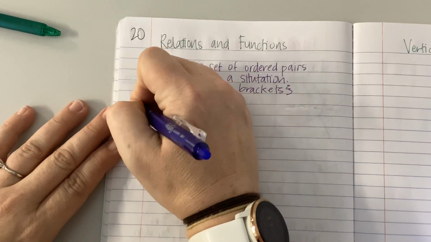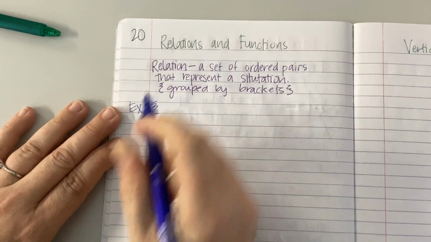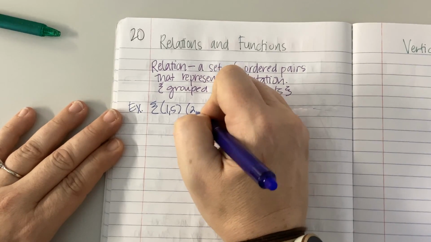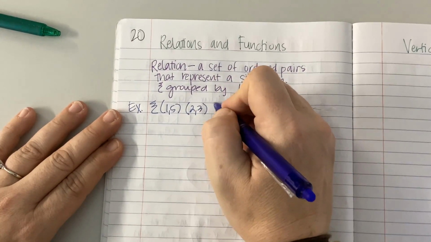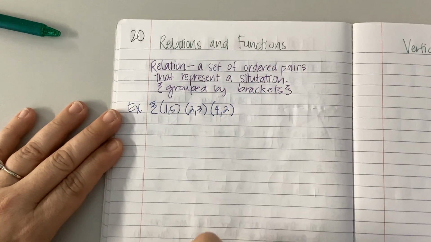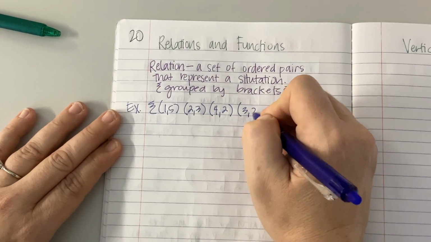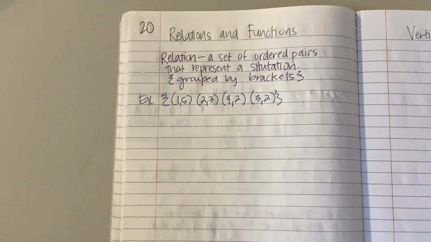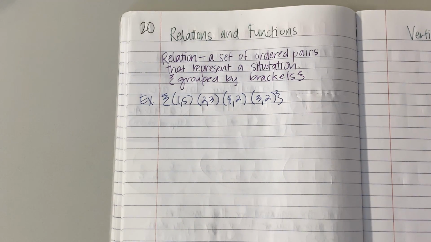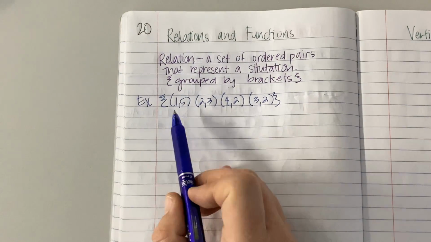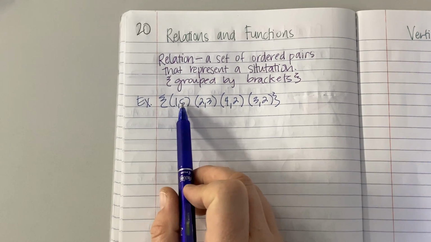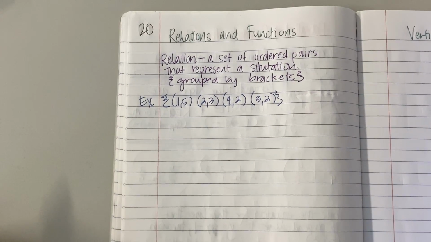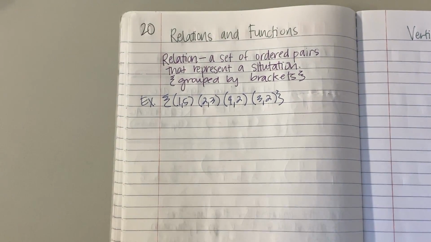For example, (1, 5), (2, 3), (4, 2), (3, 2). This would be a set of ordered pairs that belong together. They represent something together. It may be the number of siblings you have and how many pairs of shoes. Does it have a relationship? Probably not, but they belong together in this comparison.